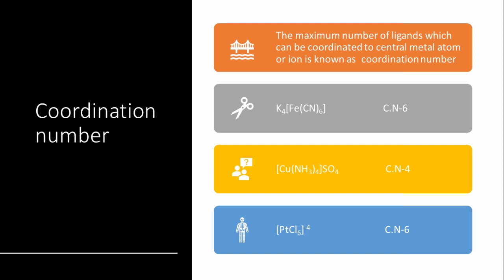And the next one, [PtCl6]4-, in which platinum is surrounded by 6 chloride ions. So the coordination number of Pt is 6.